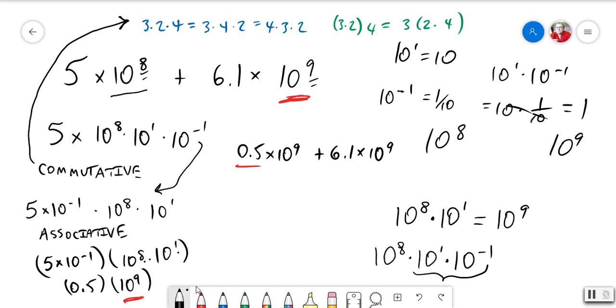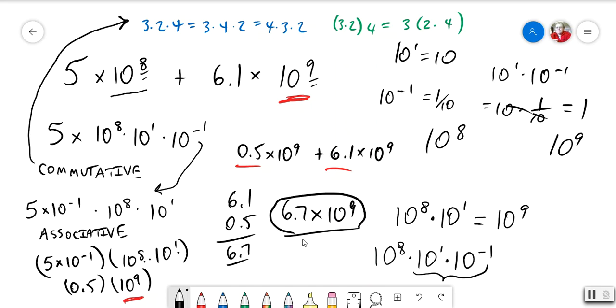I'm going to add my two mantissas like I normally would. So I've got 6.1 plus 0.5 is 6.7. Kabam! We've got the right kind of mantissa now. It's just what we want it to be. 6.7 times 10 to the 9. And that, ladies and gentlemen, is our answer.